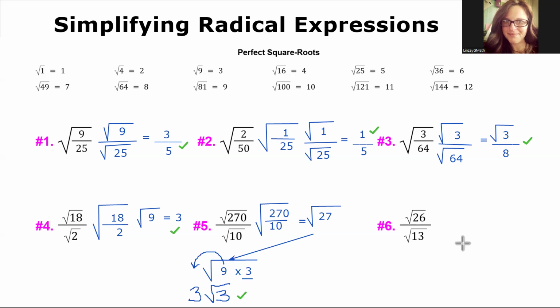And the last one, we can put the fraction under 1 square root. We have the square root of 26 over the square root of 13. So we'll put them together under 1 square root. And then we can divide 26 by 13, and we get the square root of 2. And that's it. Can't do anything else with square root of 2. Square root of 2 is our final answer.